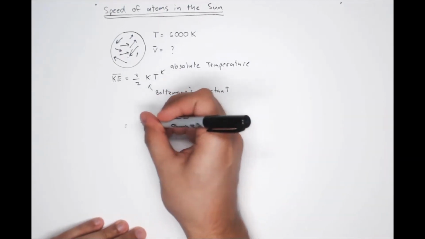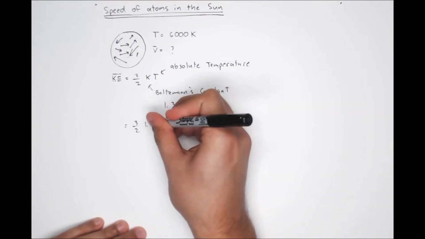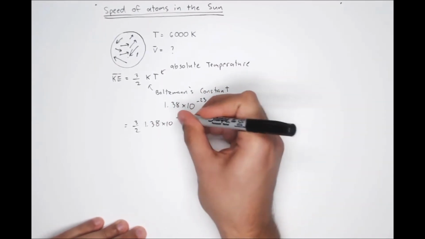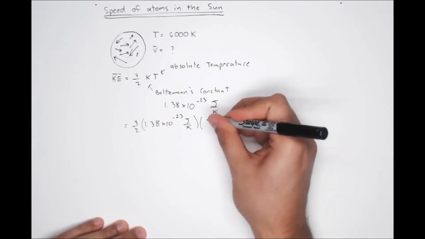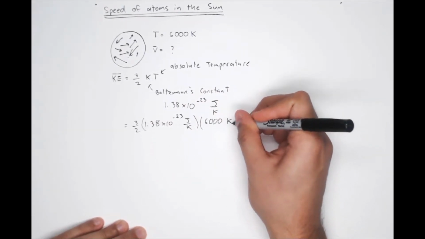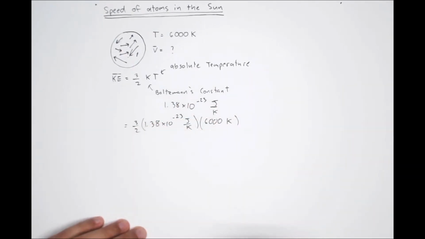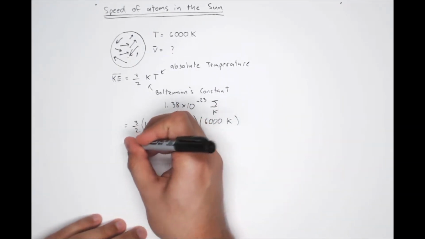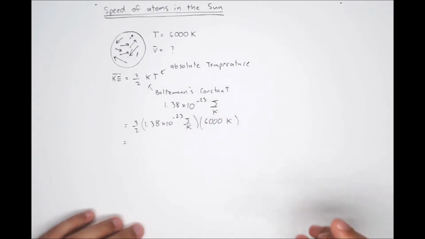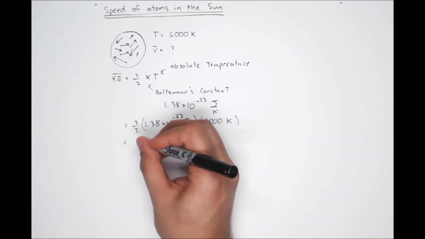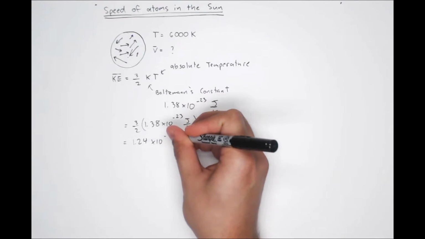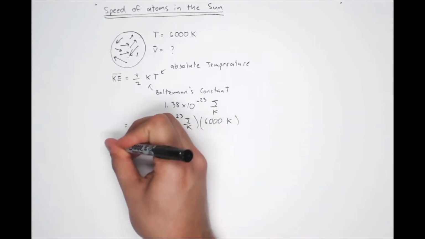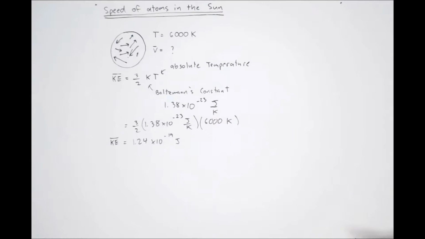So we can put in our numbers, and now for the temperature. And this will allow us to compute what is going to be the average kinetic energy. The value will be 1.24 times 10 to the negative 19 joules. Okay, so that's an intermediate result. We are still trying to find the average velocity.